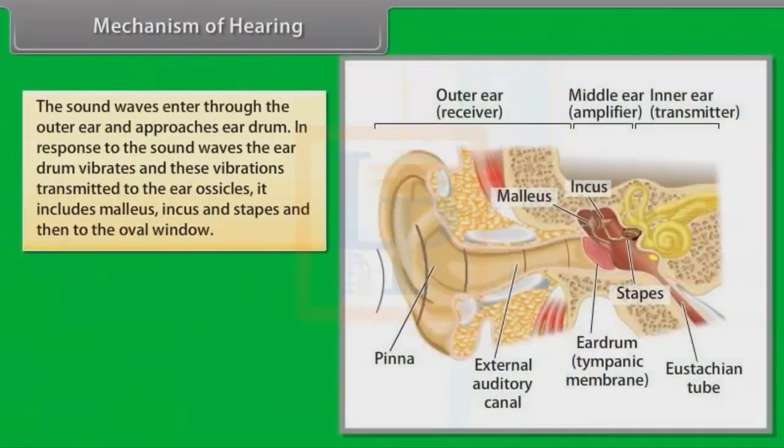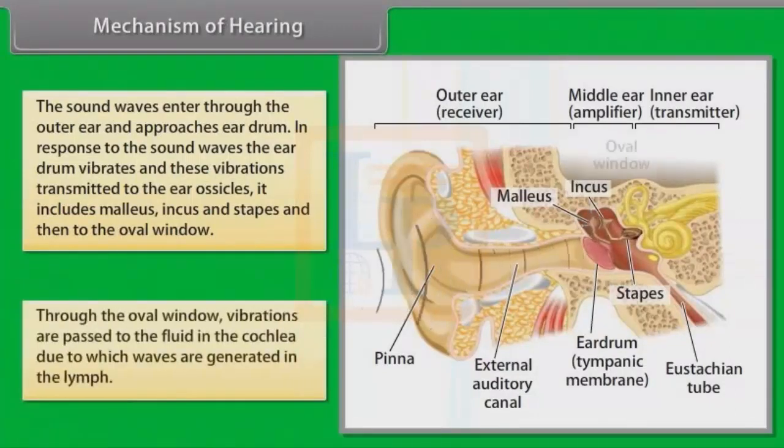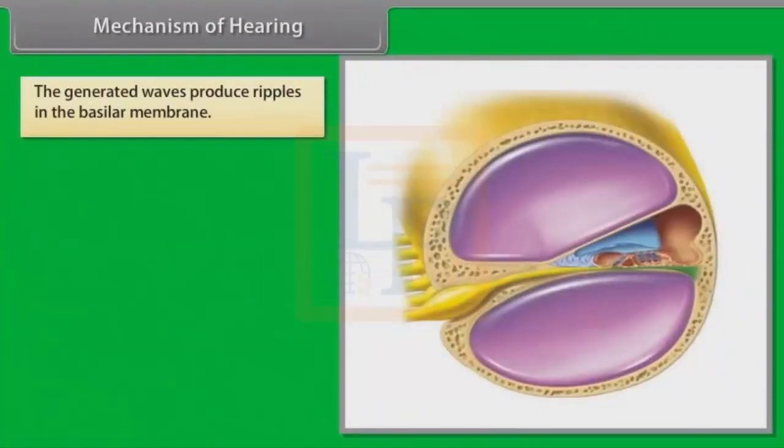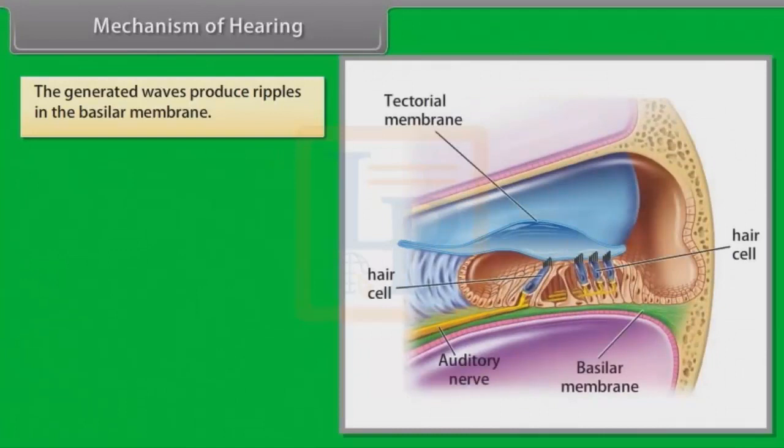Mechanism of hearing. The sound waves enter through the outer ear and approach the eardrum. In response to the sound waves, the eardrum vibrates, and these vibrations are transmitted to the ear ossicles, which include malleus, incus and stapes, and then to the oval window. Through the oval window, vibrations are passed to the fluid in the cochlea, due to which waves are generated in the lymph. The generated waves produce ripples in the basilar membrane.